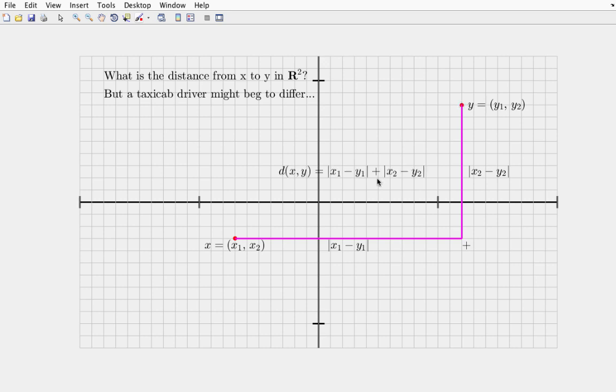Well, that's another way of measuring distance. Measure distance in the one direction plus distance in the two direction. And of course, we can generalize this idea for measuring distance as well by just summing the absolute value of the difference in every component direction from 1 through n.